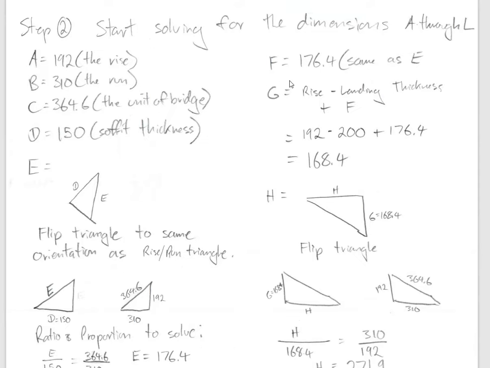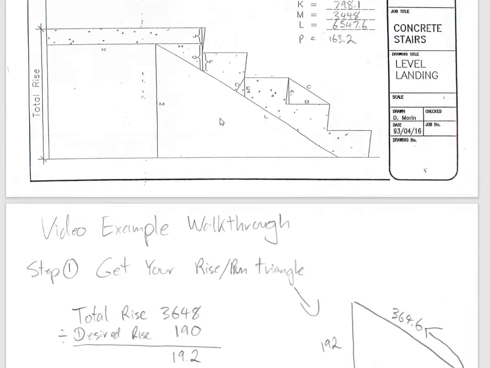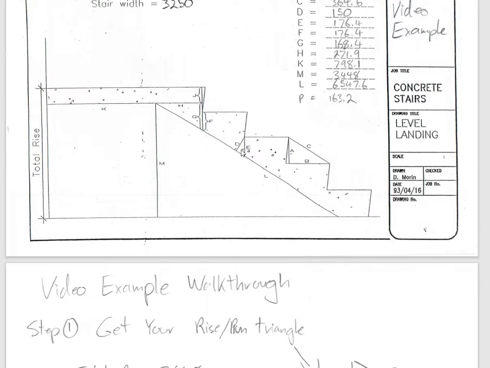Moving forward, we have F, which is the same as E. Again, we'll show you. There's your F. It's just the same situation up on the higher step. We move it up here so we can see what we're doing because we need to solve for G.